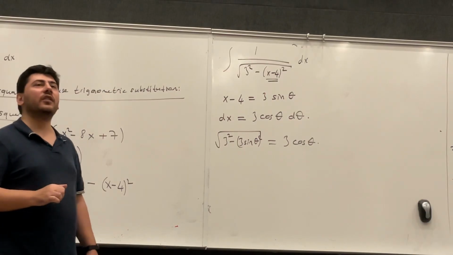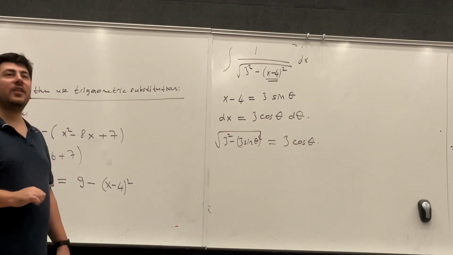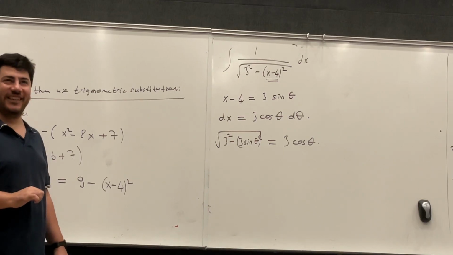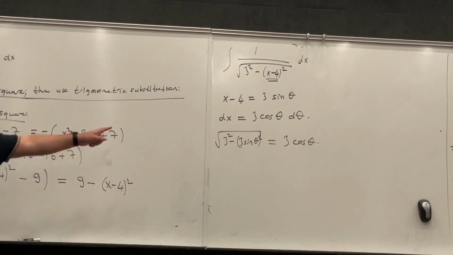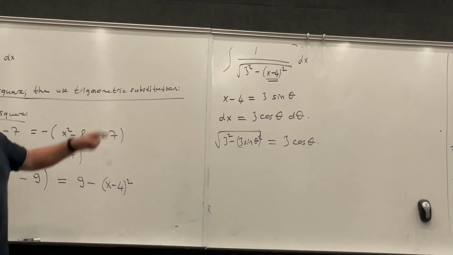Any questions? The 9 is the square of 3, so if you take the square root of 9 you get 3. No questions? Okay, very good. So now can I put everything back into their places in the original expression? I can, right?